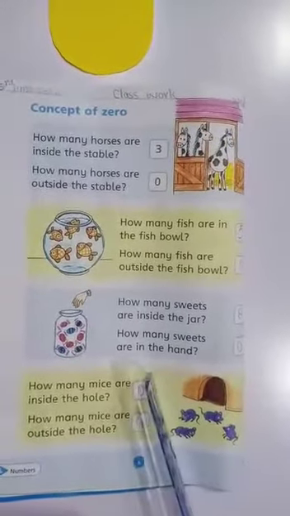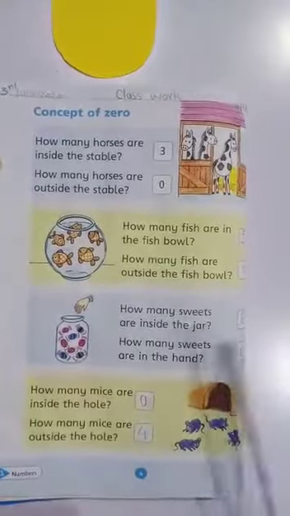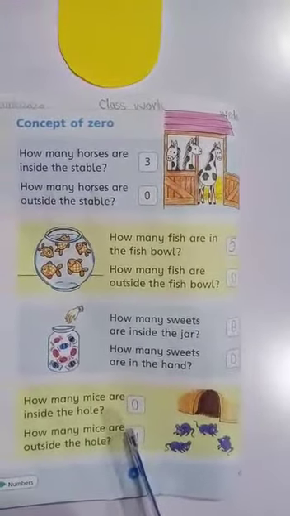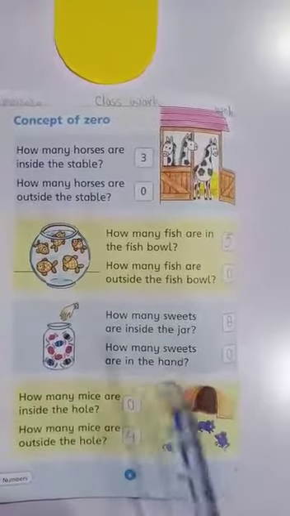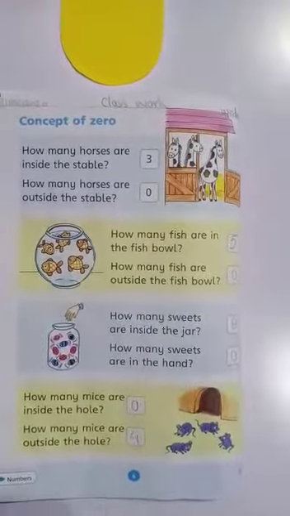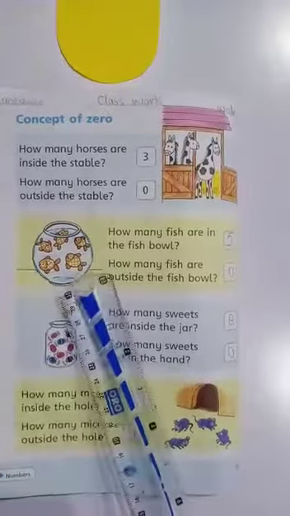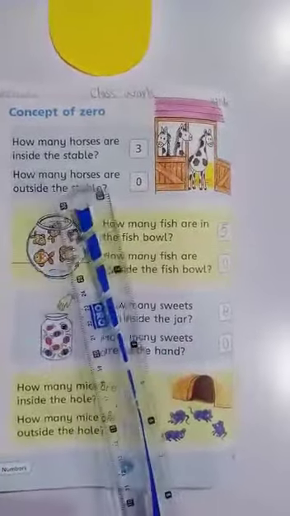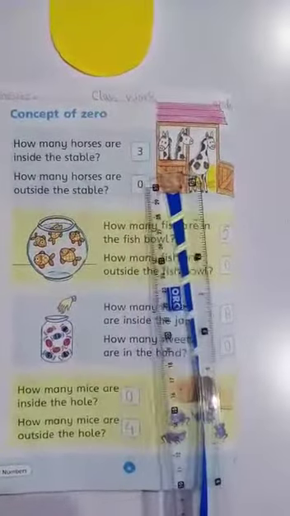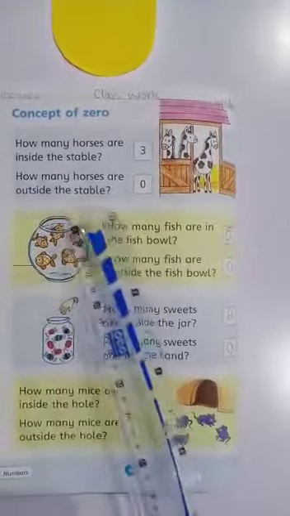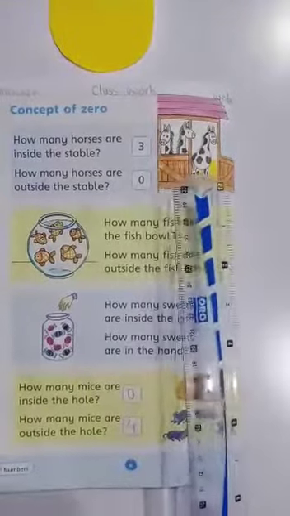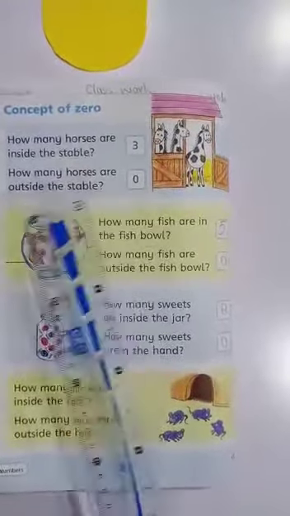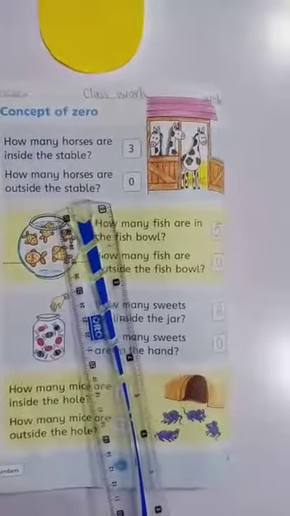I repeat, today our topic is concept of zero. How many horses are inside the stable? 1, 2, 3. There are three horses. How many horses are outside the stable?